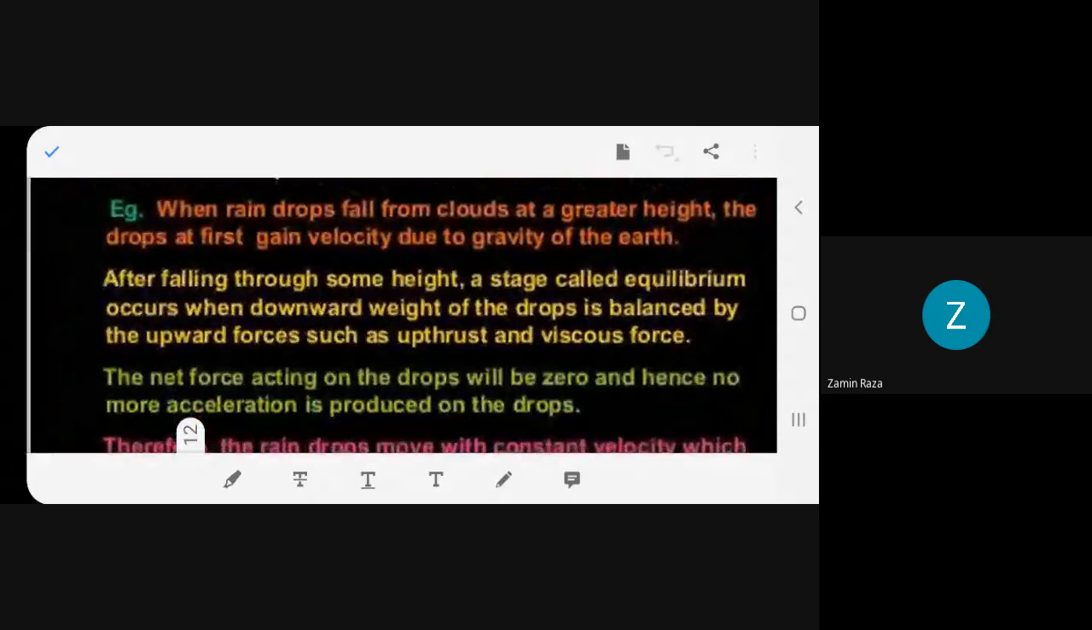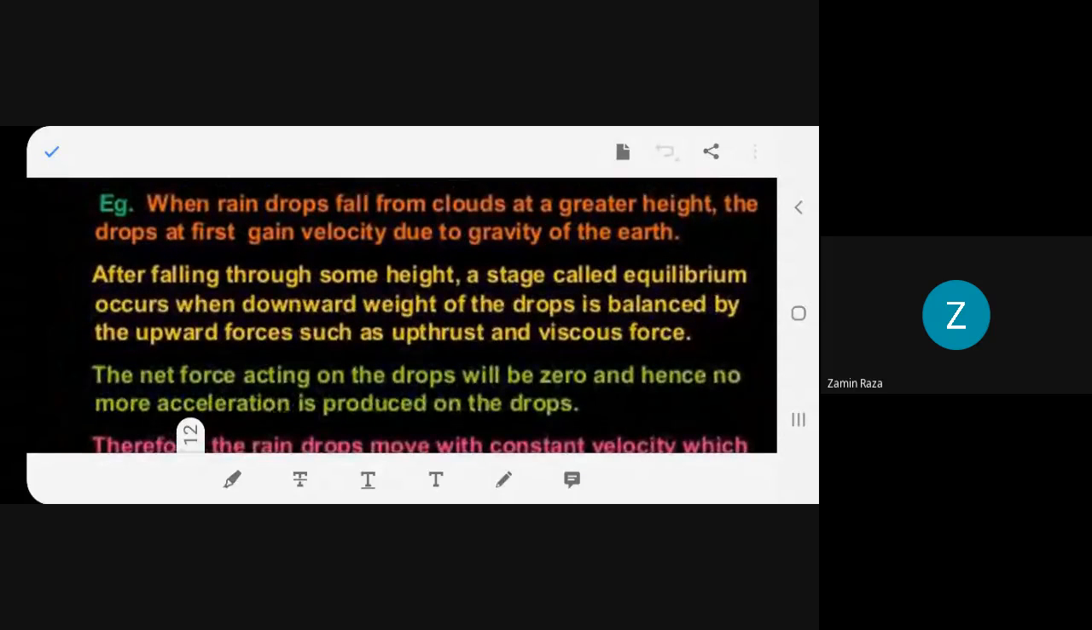So, we are taking the example of raindrops, which are coming from a greater height from clouds. When the drop starts coming down, how does it come down? Due to only one force, and that is gravity. You agree with me? Why is it pulled down? The first raindrops form in the cloud and come down. Why? Due to gravity. All of you agree?